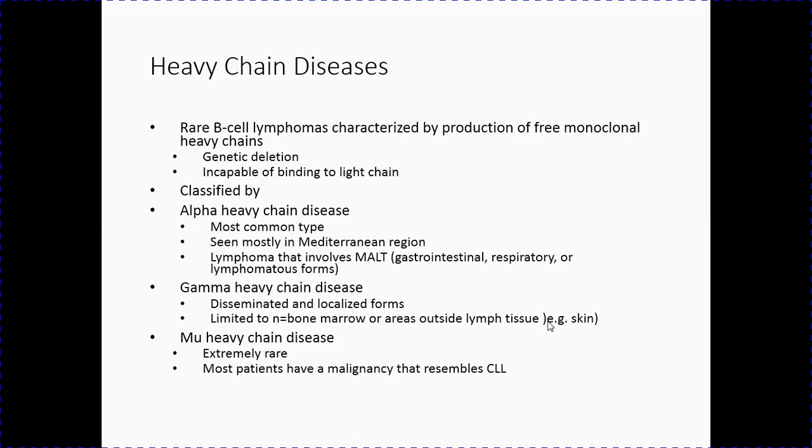And the mu chain disease is extremely rare, and patients have a malignancy that tends to resemble CLL. So we've already got heavy chain diseases being a rare B-cell lymphoma, and mu heavy chains are extremely rare. They end up with a malignancy that looks an awful lot like CLL.